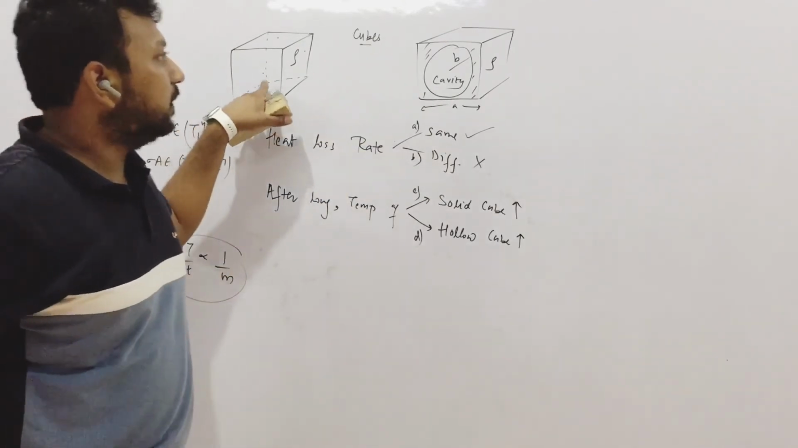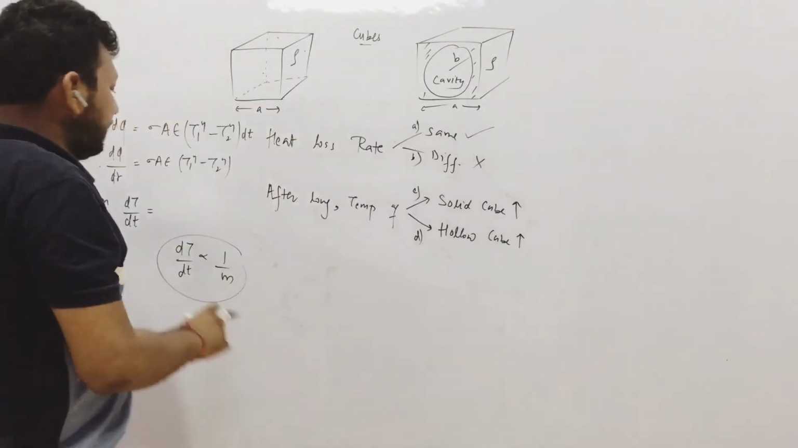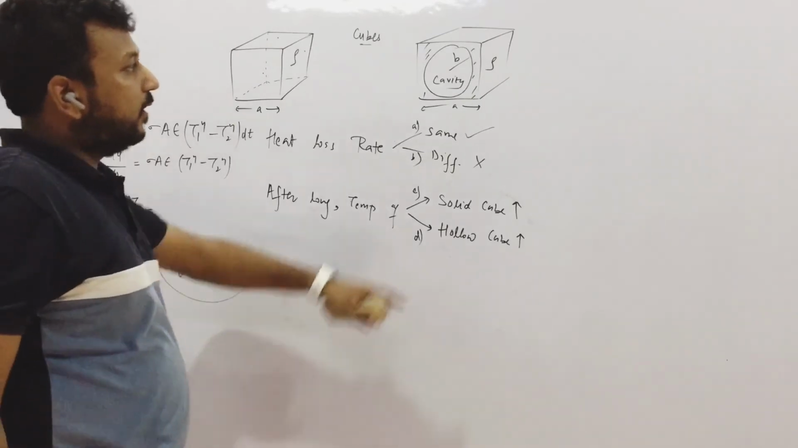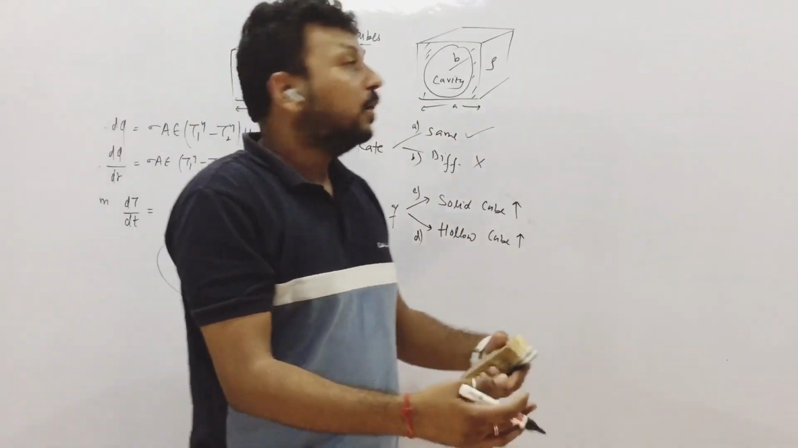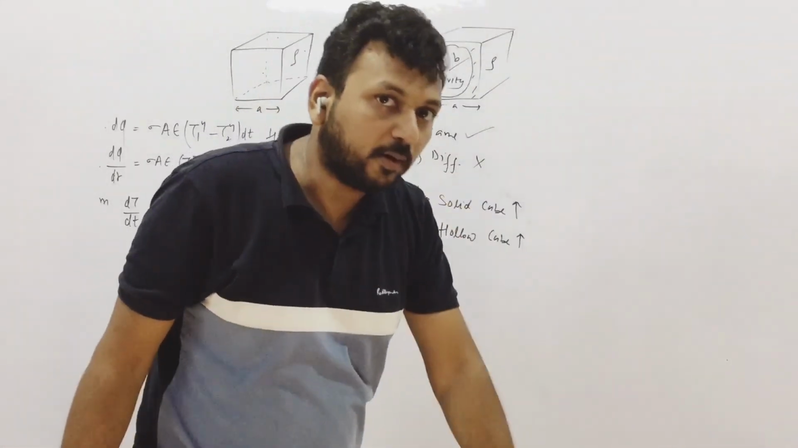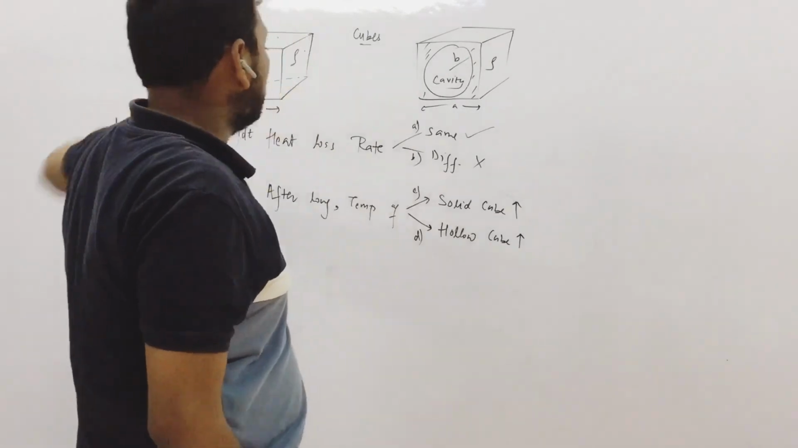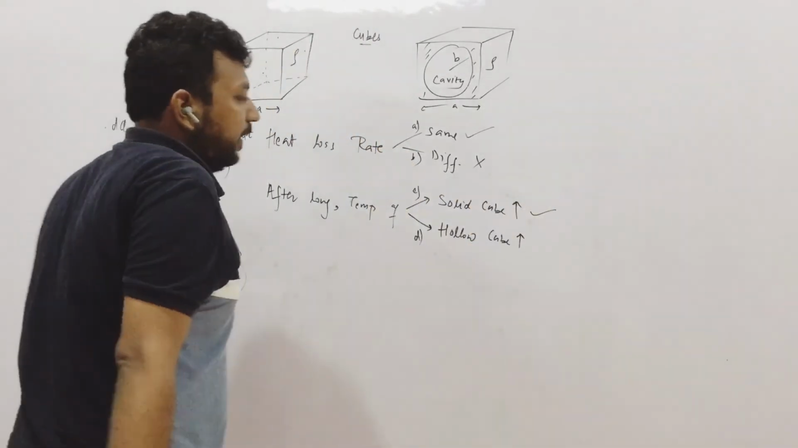Obviously the solid cube has the bigger mass, so its rate of cooling is slow, and the rate of cooling is fast for the hollow cube. It has less mass, so it will cool faster. So after a long time, the hollow cube's temperature will be much lower and the solid cube's temperature will be much higher. The solid cube will have the higher temperature. So the answer will be A and C.